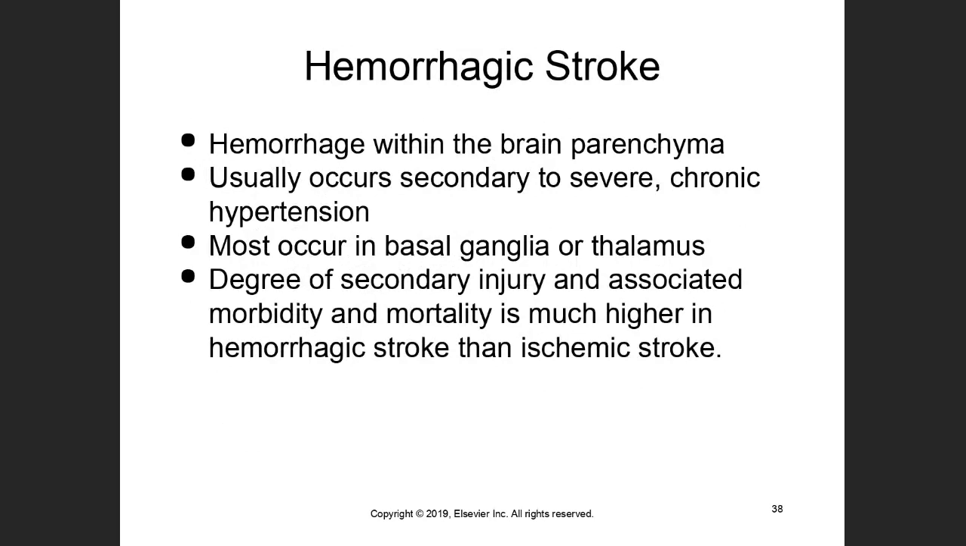Hemorrhagic stroke within the brain parenchyma usually occurs secondary to severe chronic hypertension. Most occur in the basal ganglia and thalamus, the same as ischemic stroke. Those are the most common areas. The degree of secondary injury, associated morbidity and mortality is much higher in hemorrhagic stroke than ischemic stroke.